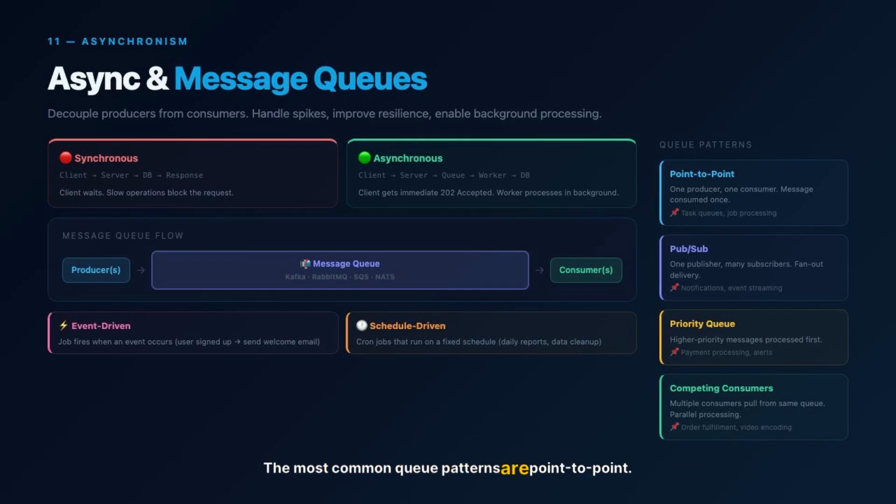The most common queue patterns are point-to-point: one producer, one consumer, message consumed once, used for task queues and job processing. Publish-subscribe: one publisher, many subscribers receive each message, used for notifications and event streaming with Kafka. Priority queue: higher priority messages jump the queue, used for payments and alerts. Competing consumers: multiple workers pull from the same queue in parallel. Perfect for video encoding or order fulfillment.